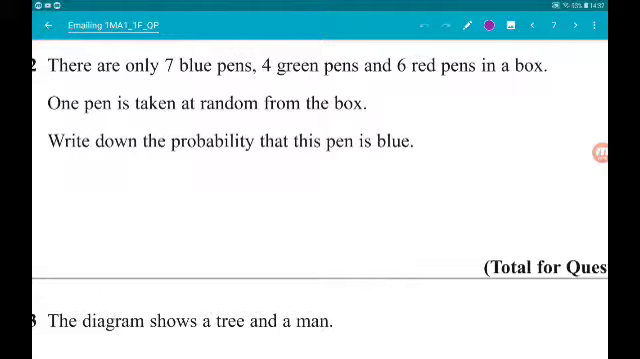So the number of blue pens is 7, and the total number of pens is 7 add 4 add 6, which is 17. So it's 7/17.